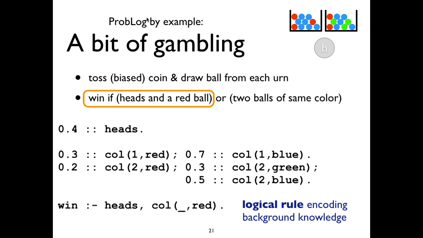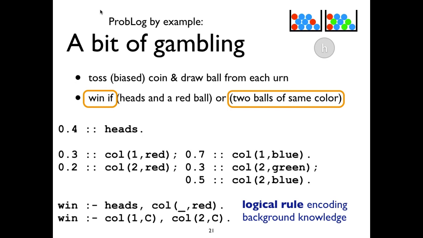I said that I would win the game if these conditions are satisfied, and now I can just rephrase that in Prolog. I can write, okay, I will win. So win, and then this symbol stands for implication. So it says I win if heads is true; the comma stands for conjunction. So I win if heads comes up, and color, and then there is an underscore. So I don't care whether it's the first or the second ball, but if one of the balls is red, that condition is also going to be true. So I win basically if heads comes up and the color of one of the balls is red, which is the first rule. And the second rule is saying, well, I win if the color of the first ball is C, and that is the same color as the second ball. So that is what is called unification, in a sense.